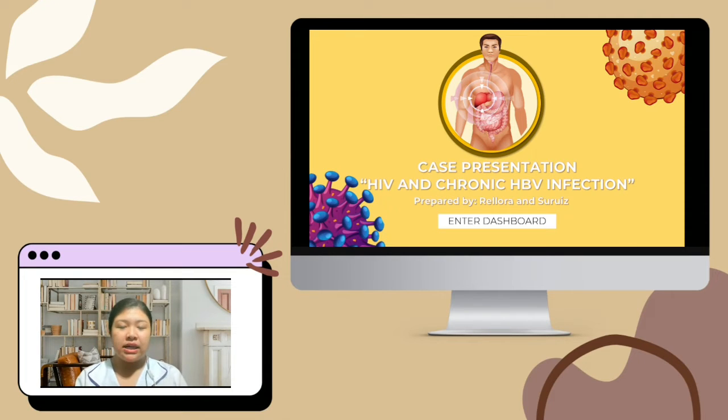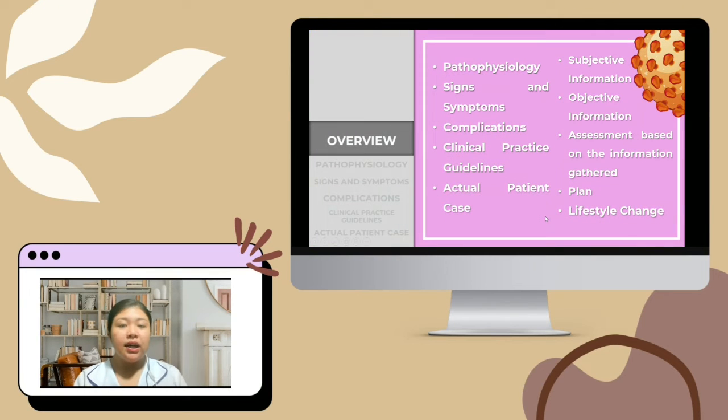The topic that was assigned to us is viral hepatitis. And the case that we found is about a man, a patient with HIV and HBV co-infection. So to start with, this is the overview of the parts that we will discuss today.